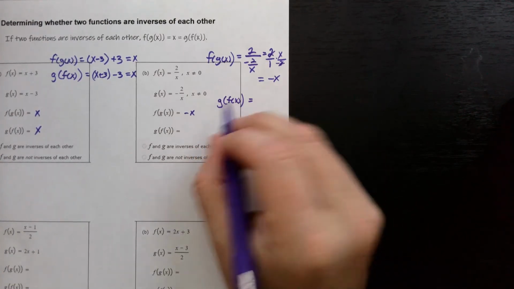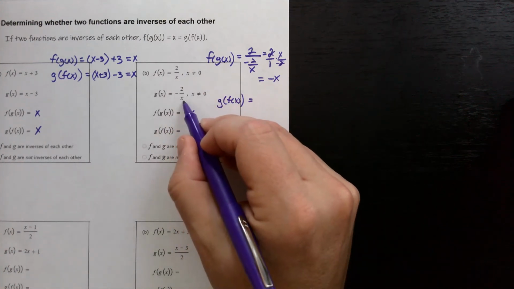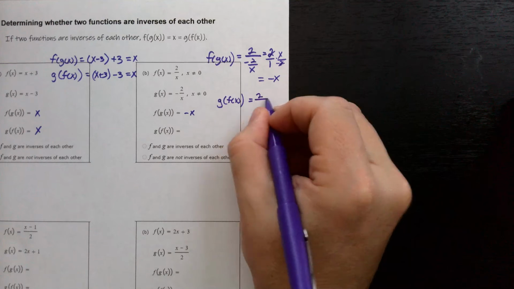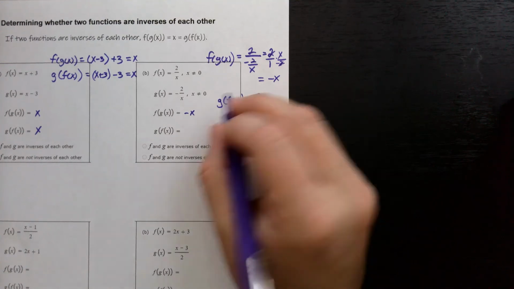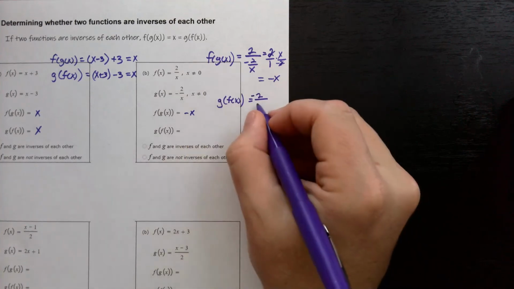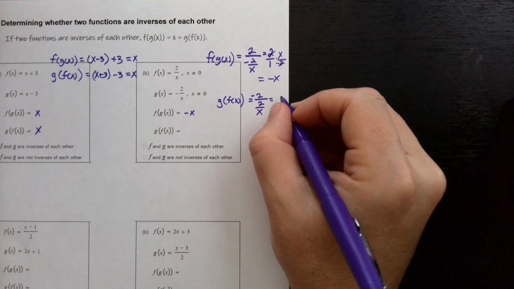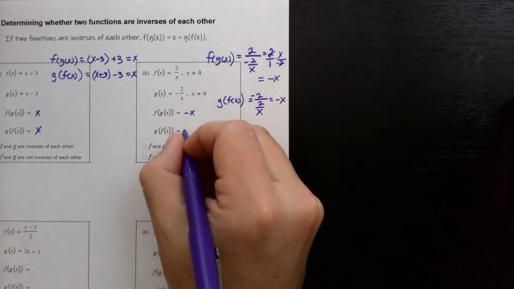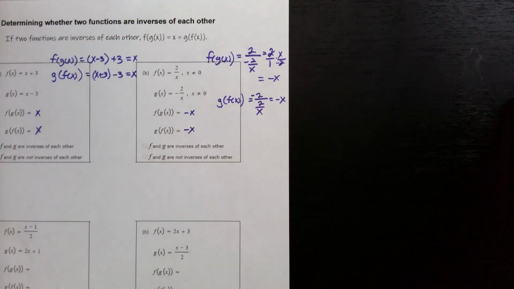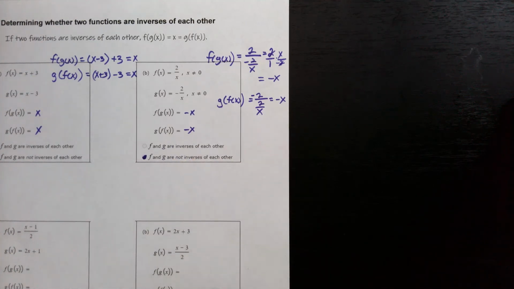is equal to, okay, so we're going to take the 2 over x and put it right here in place of x in g. That's a negative 2 over 2 over x. Okay, so again, you flip the bottom one up, you multiply, and you'll get negative x. So they got the same answer, but they're both negative x. So these are not inverses of one another. You have to get x as an answer.